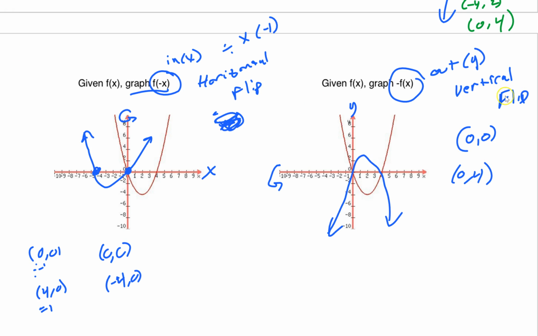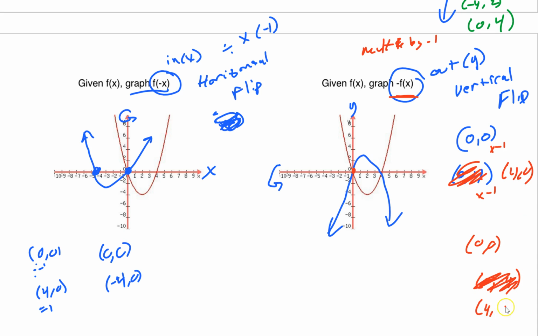Alright, what's this say? It wants you to multiply your y by -1. It's on the outside. So just get your y values, multiply by -1. And you get 0, 0 again. And you get 0, -4. You know, it would help if that was the actual correct point, 4, 0. There we go. And you get the point 4, 0 again.